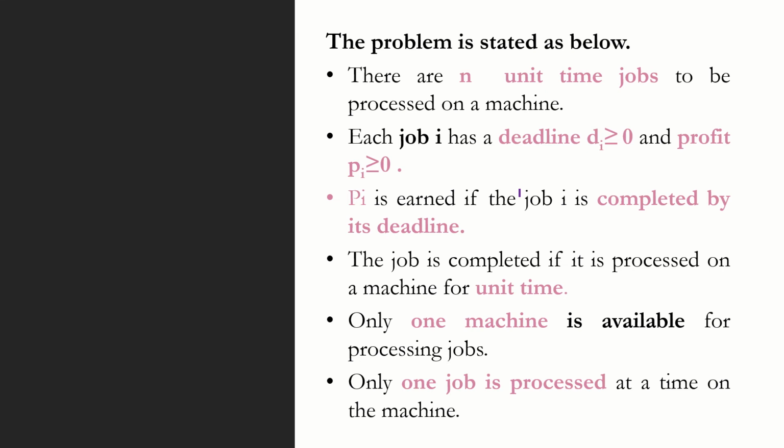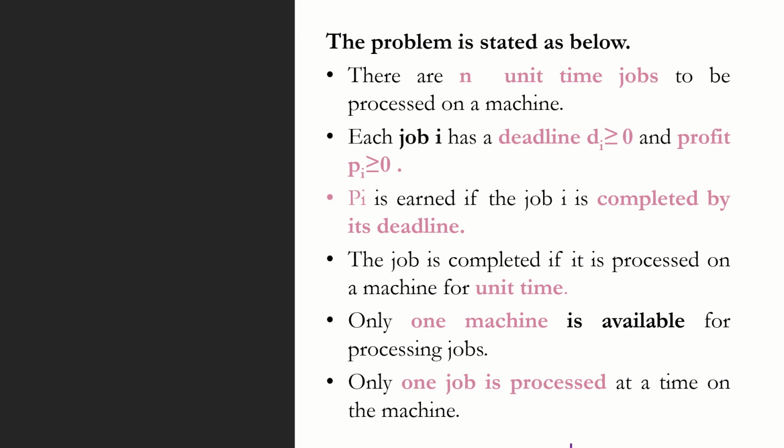We need to do those jobs on a machine, and each job i is given a deadline value greater than or equal to 0 and a profit value greater than or equal to 0. Our aim is, when we consider each and every job, you will get a profit pi if you are completing that job before its deadline or completed by its deadline.